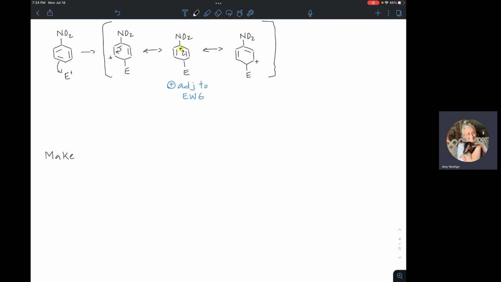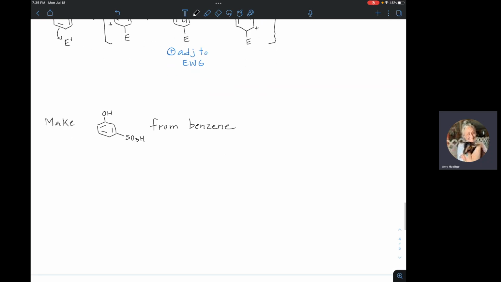or they say, design a synthesis or pick the order in which you would add these reactants. So you want to make, say, so you want to start out with benzene, and you want that from just benzene, right? Which group would you add first?